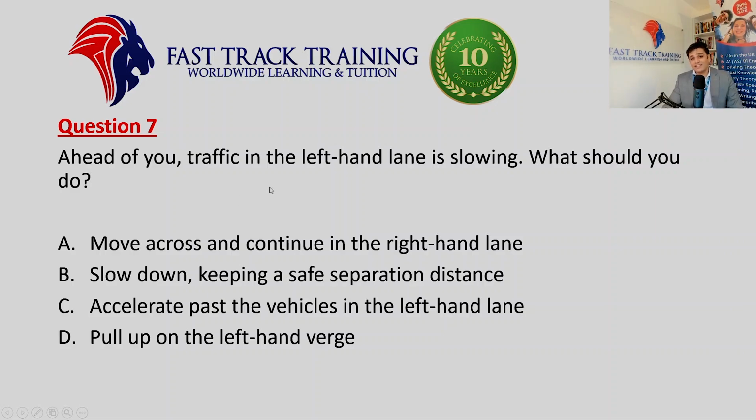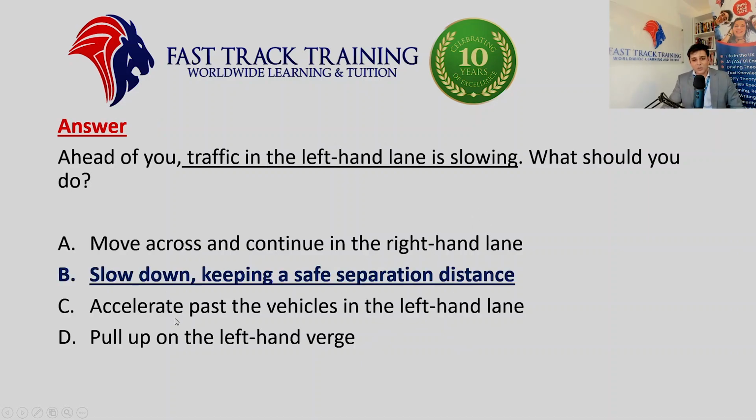Ahead of you, traffic in the left-hand lane is slowing down. What should you do? Move across and continue in the right-hand lane. Slow down, keeping a safe distance. Accelerate past the vehicles in the left-hand lane. Pull up on the left-hand verge. So the correct answer is slow down, keeping a safe separation distance.